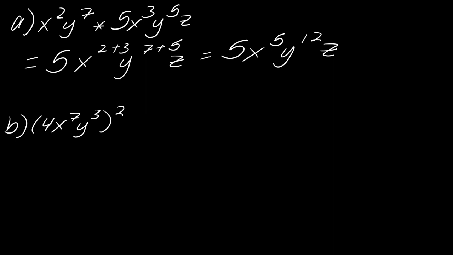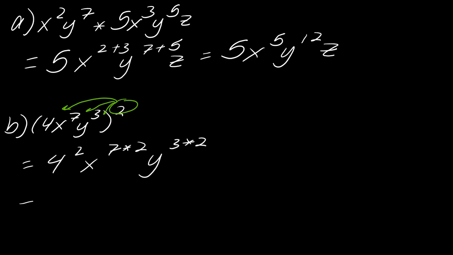Okay, so B is an example of the power rule. I've talked about this in detail in the lesson video, so you really need to apply this exponent to each part. So the way that this is going to look, I've got 4 squared and then this x to the 7 times 2 and then y to the 3 times 2. So 4 squared is 16, and then this will be x to the 14th and y to the 6th.